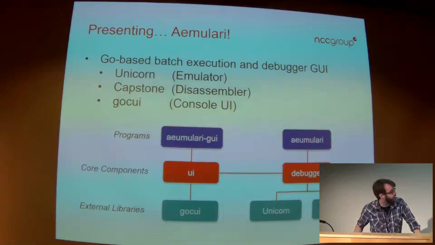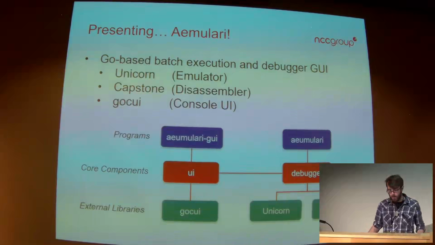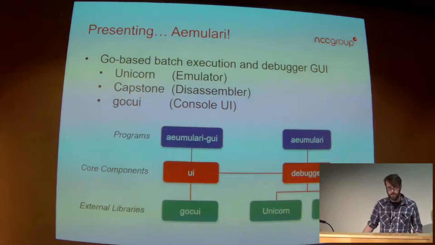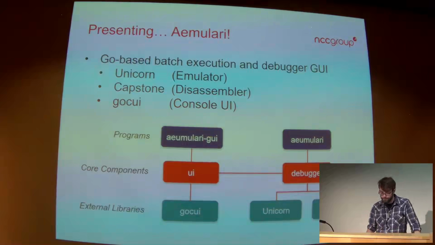You can see the green there, those are kind of the external libraries, like Unicorn, Capstone, and then this cool library called GoCUI, which gives you termbox support. It gives you little views, and you can update them and just printf into them. So on top of that, I built two core components: this little debugger framework that I can then use to expose a batch command execution environment so that I can just script stuff, and also a GUI with the UI.